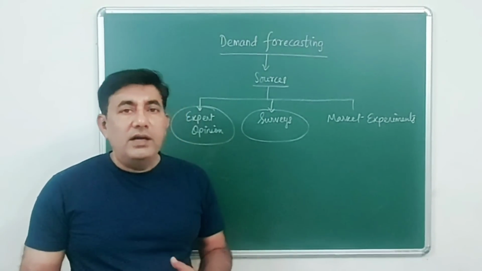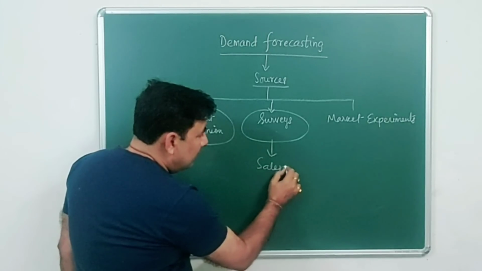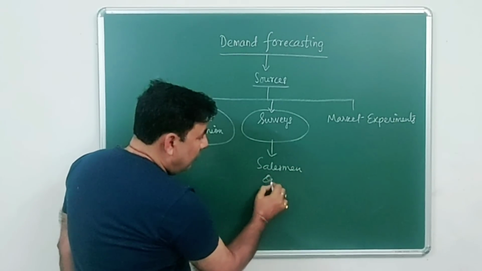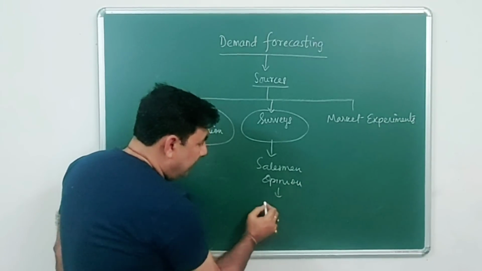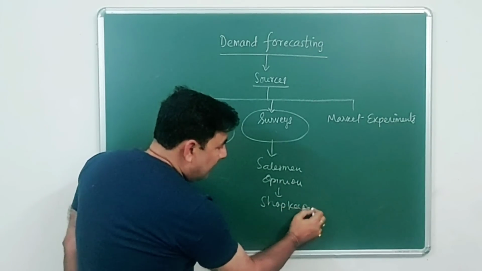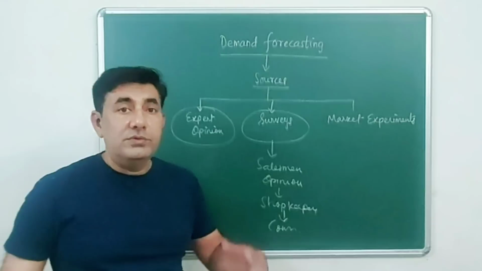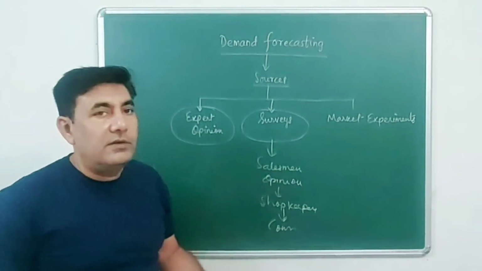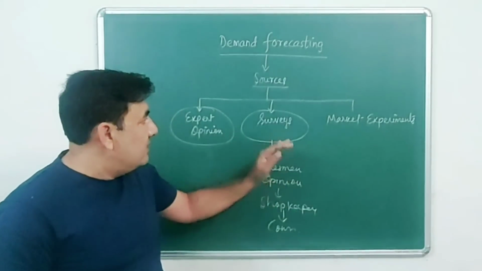They can also ask the salesmen, the sales force, for their opinion. Then it can also take the opinion of shopkeepers, retailers as we call them, and finally consumers. And from the other middlemen also, we can make a survey of this. So this is the simplest and most popular method: the survey.